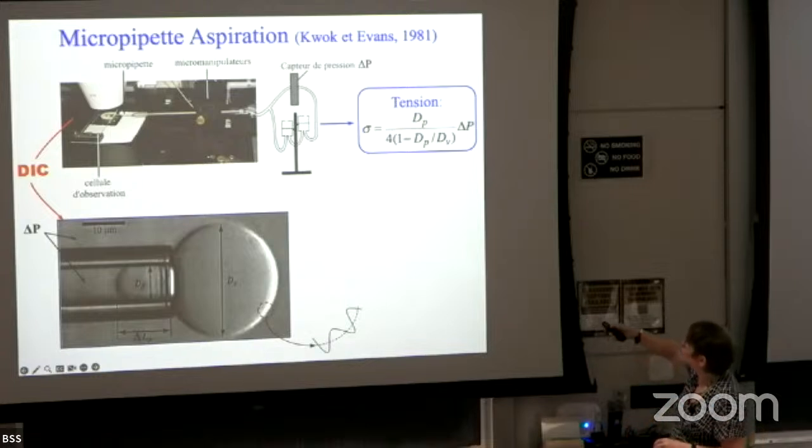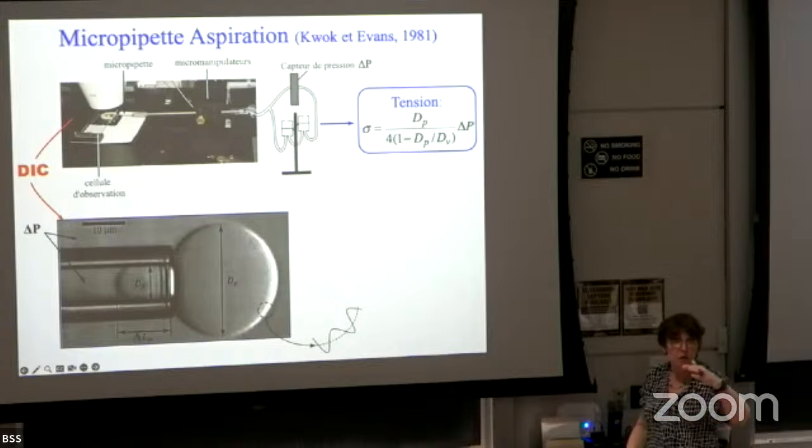Basically, it's possible to relate the difference of pressure that you impose by moving your water tank down. So you aspirate, and you can see that there is a simple relationship between the tension of your membrane, so how much you stretch, depending how much you aspirate. And this depends on the geometrical parameters. So dP is the diameter of the pipette, and dV is the diameter of the vesicle. You can see that it is a linear relationship, so the more you aspirate, the more you stress. That's good. And then the question is now how much you are able to stretch.